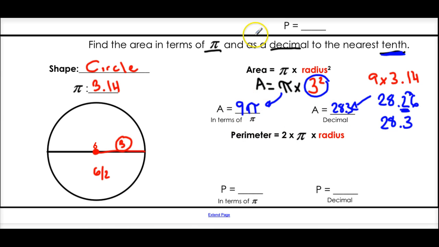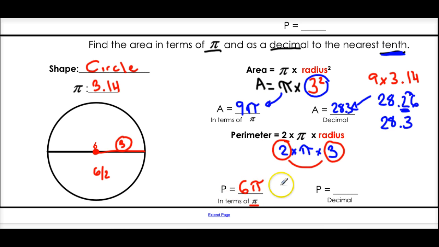Now let's do the perimeter. It's the same idea, okay? So it's 2 times pi times the radius, which we got as 3. All right? To do this now, what we're going to do is multiply the numbers, not the pi. So we're going to multiply 2 times 3. All right? We're going to multiply these guys together because they are numbers. 2 times 3 is 6. And so our answer is 6, and we just bring the pi down. 6 pi. And that's our answer in terms of pi.